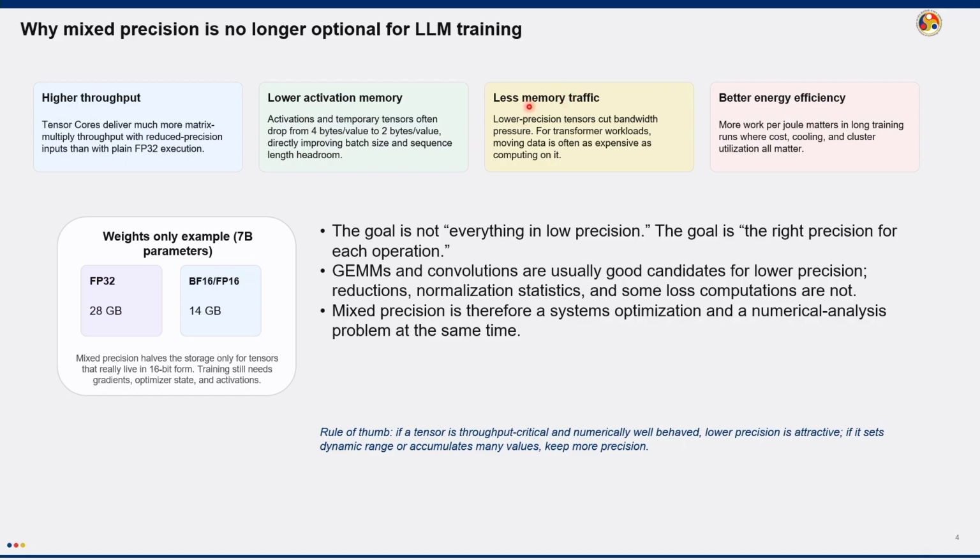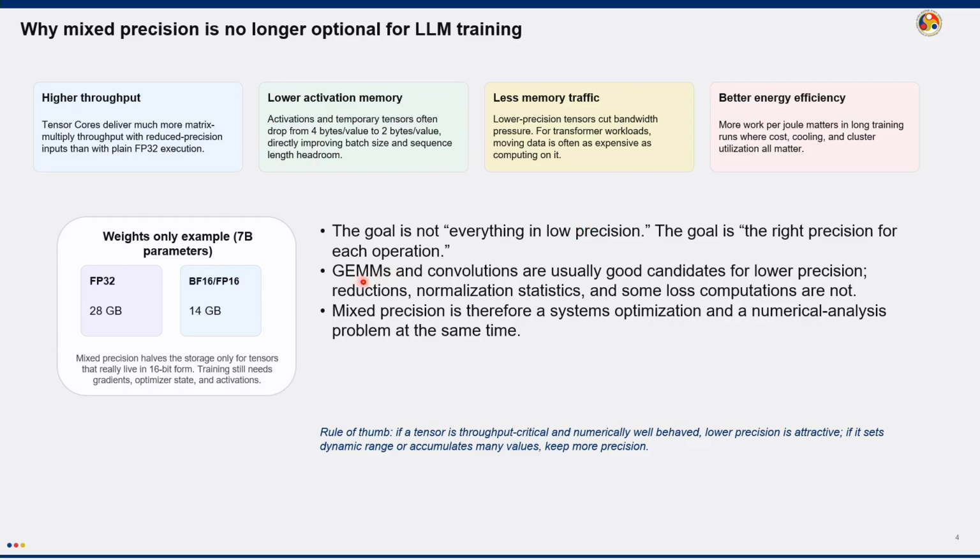So that will impact the storage, the number of iterations that we go for in the training, and so on and so forth. The traffic will also get impacted, because moving data is often expensive, as we have seen, and if we cut down the bandwidth, the pressure will be less, and the energy efficiency will also improve. So now the goal is not everything in low precision. We cannot go full low precision. So exactly where we have to apply what type of precision, that we need to see.